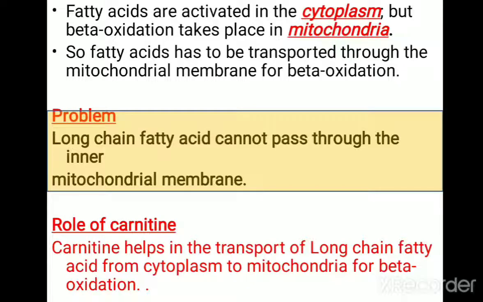So the function of carnitine is to help in the transport of long chain fatty acid from cytoplasm to the mitochondria for beta oxidation. The important thing is carnitine is required only for long chain fatty acid. The short chain and medium chain fatty acid do not require carnitine for their transport. Only long chain fatty acid require carnitine.